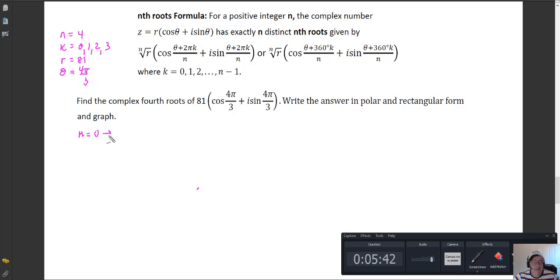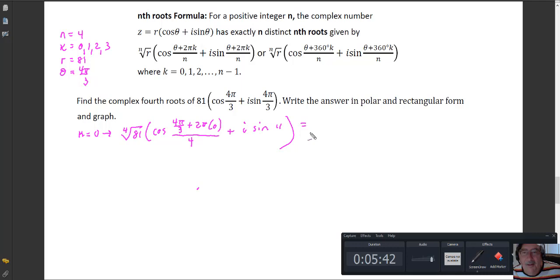So when k is 0, we're going to get the fourth root of 81. We're using this formula now in radians up here. We're going to multiply that by the cosine of the angle, 4 pi over 3 plus 2 times pi times 0, all over 4. And then I am going to get lazy on this one and put i sine ditto, so all of this is over here. That's just lazy, it is. All right, so what is the fourth root of 81?